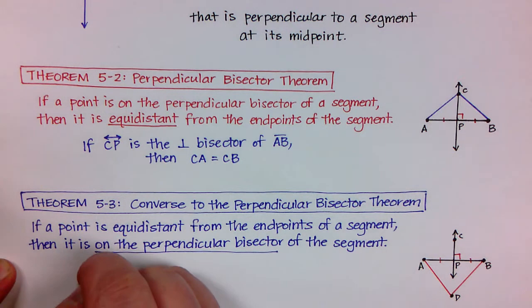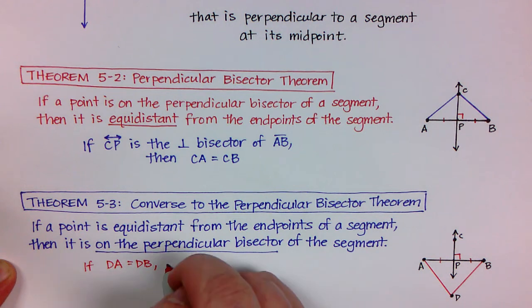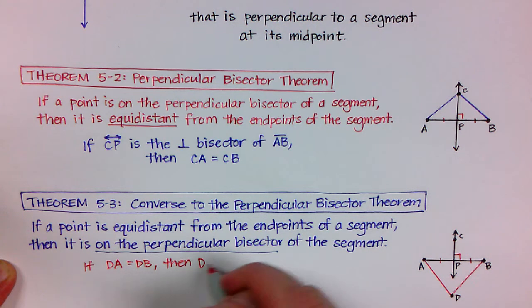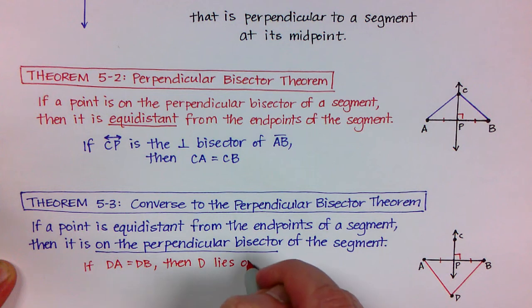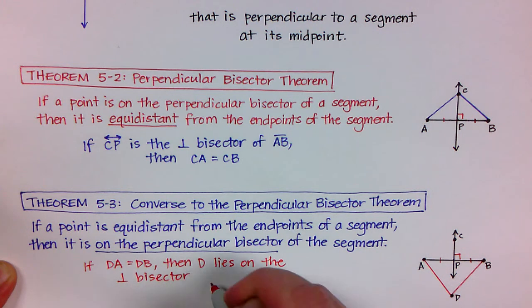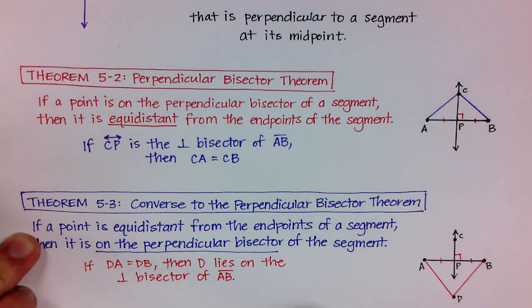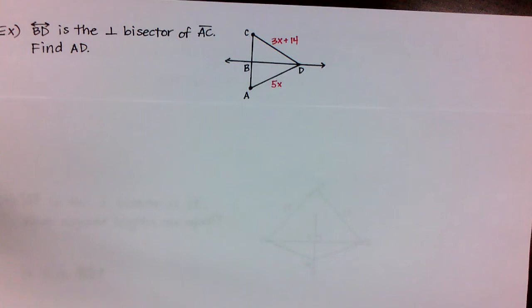So let me write this down. If DA is equal to DB when it's measured, then D lies on the perpendicular bisector. In this case, we're just going to say the perpendicular bisector of AB. Okay, so there we go. I have two theorems to get me going in this section. So let's go ahead and do an example.